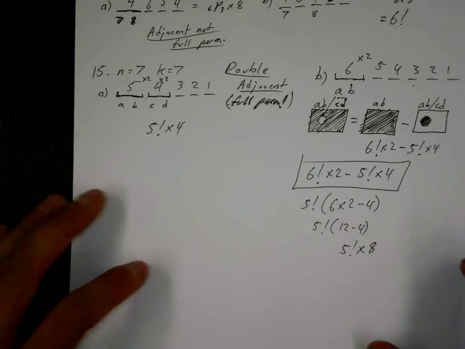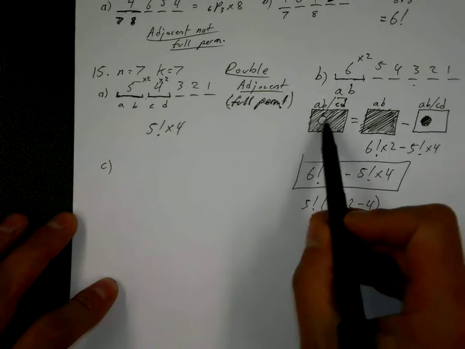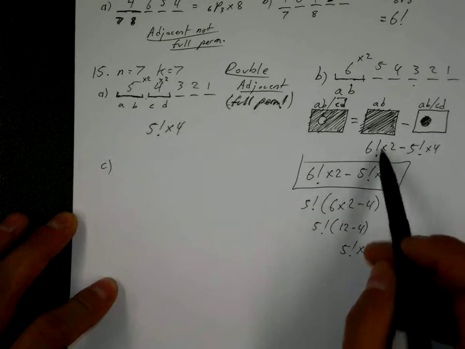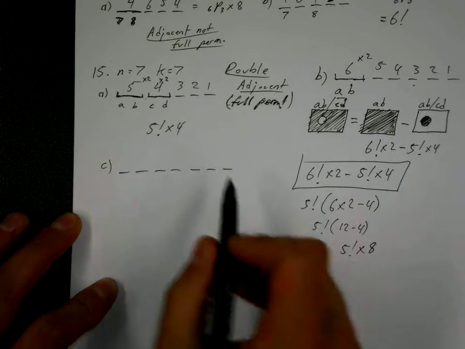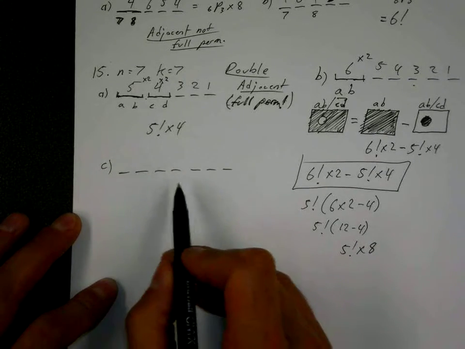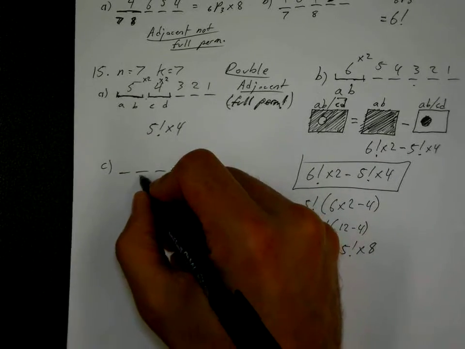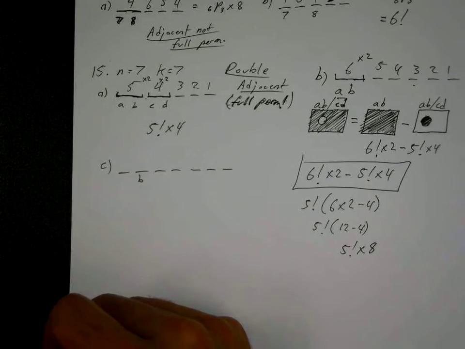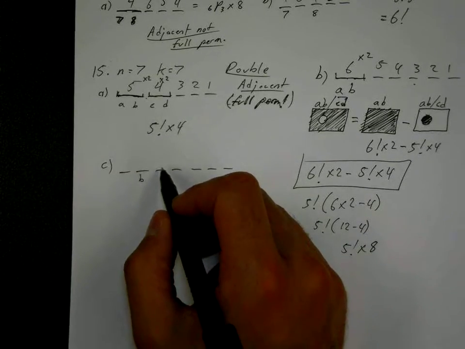Okay, 2.5 minutes to do C. A and B are adjacent, B and C are not adjacent. Okay, so I'm going to use the same principle. I've already figured out the A and B adjacent, so now what I have to figure out is when A, B, and BC are all adjacent. Notice what happens, though, is that B's got to be in the middle.